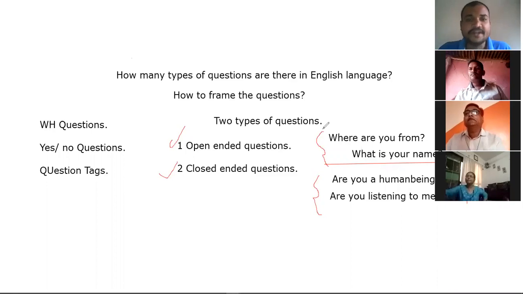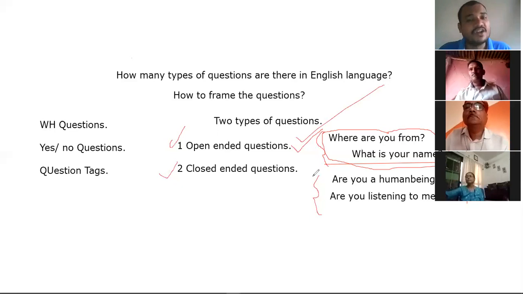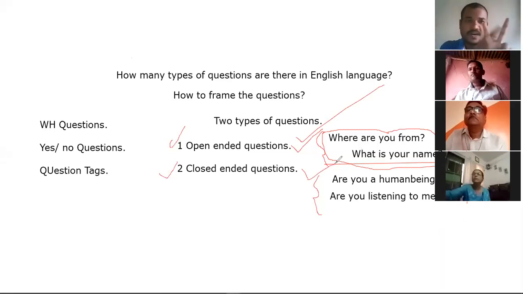So an open-ended question means where you will get the opportunity to speak out. Everyone will have their own answer. Whether it is same or different, it doesn't matter. If you are given the choice to speak, that question is nothing but an open-ended question. If you are left with only a yes or no option, that is nothing but a closed-ended question. The question is already closed. Only two options, yes or no.